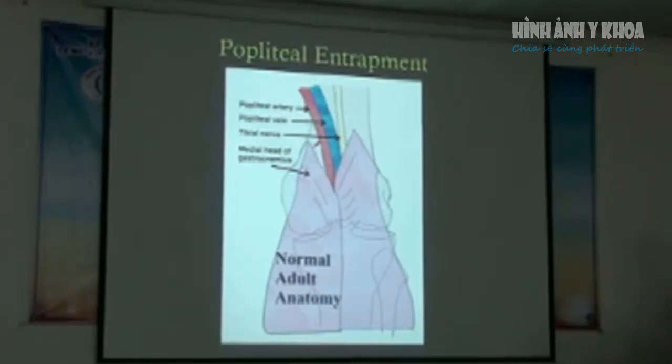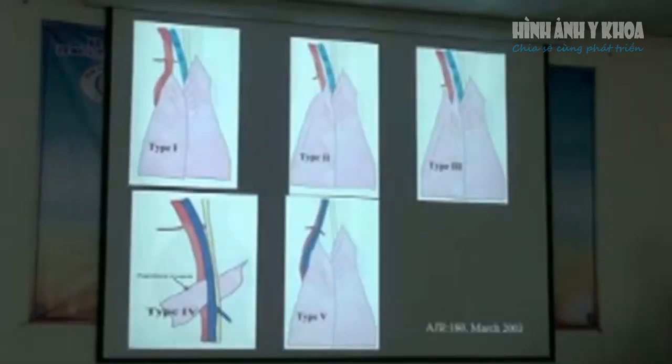So these popliteal entrapment can be separated into either structural or functional popliteal entrapment. And with anatomical popliteal entrapment, it can be that the artery and the vein have an abnormal course as they go through the gastroc muscles.